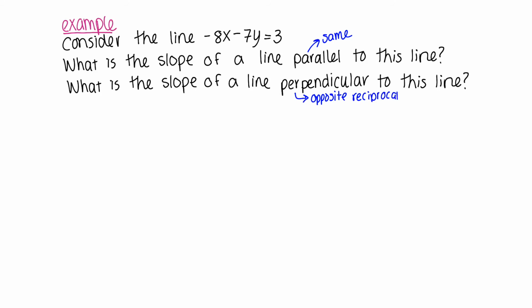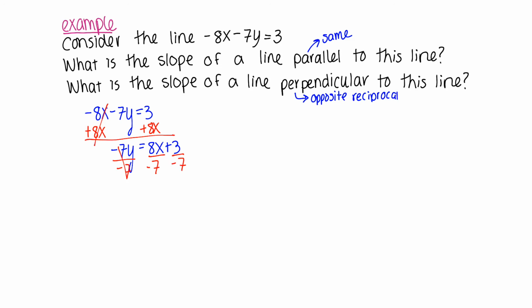So we have the line negative 8x minus 7y equals 3. We're going to put it into y equals mx plus b form. First, we need to move the x's over. We have negative 7y equals 8x plus 3. To get y by itself, we need to divide by negative 7, but if you divide by -7, you need to divide by -7 on everything.